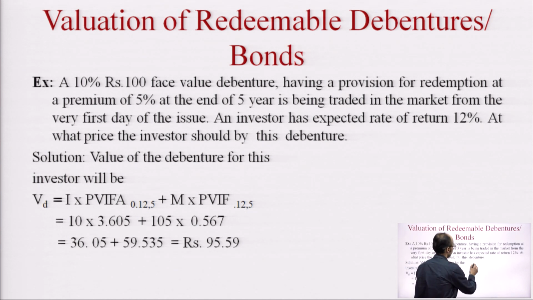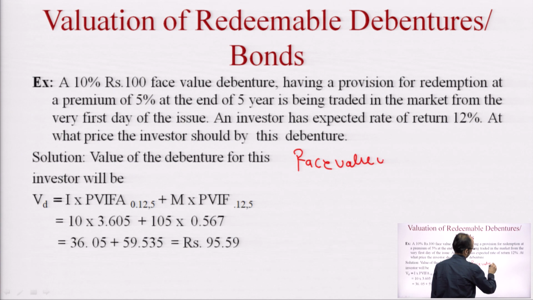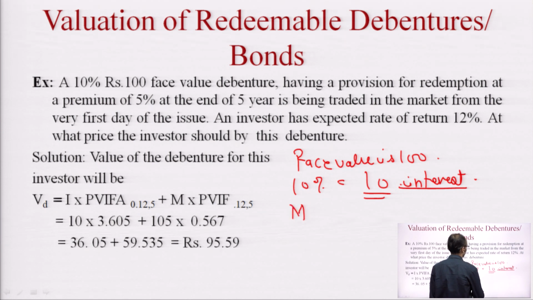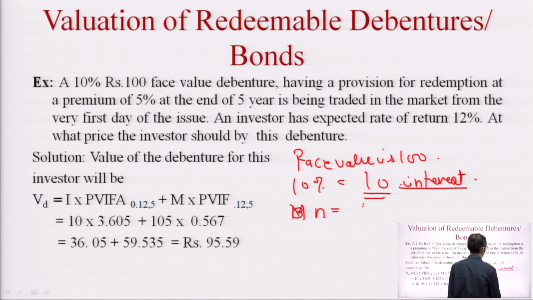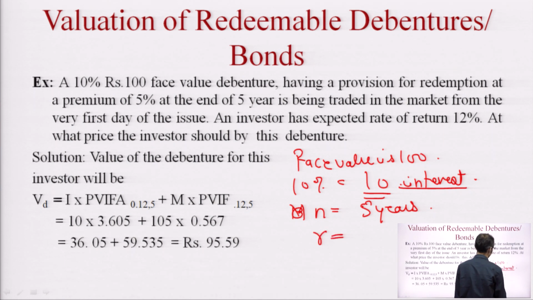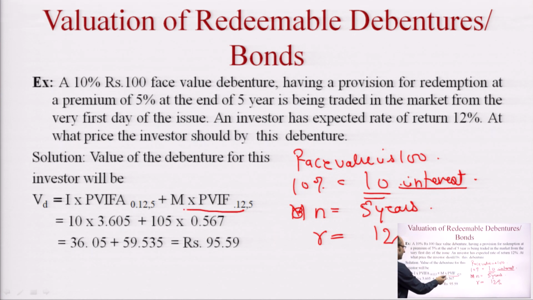Now you can see the face value is 100 and the interest rate is 10%. It means that annually the person will get 10 rupees as interest. The maturity period, the N here, is 5 years, and the discount rate, the expected rate of the debenture holder, is given in the question, that is 12%. Now through the formula that we have discussed, the bondholder will get this interest annually throughout the life of the bond, which stands at 5 years, and the discount rate that the bondholder is expecting is 12%. Similarly, at the end, the maturity value will be received by the bondholder.